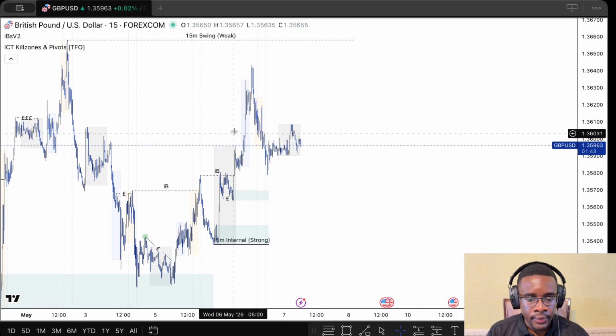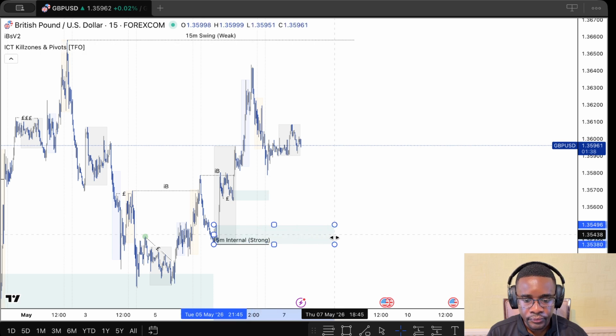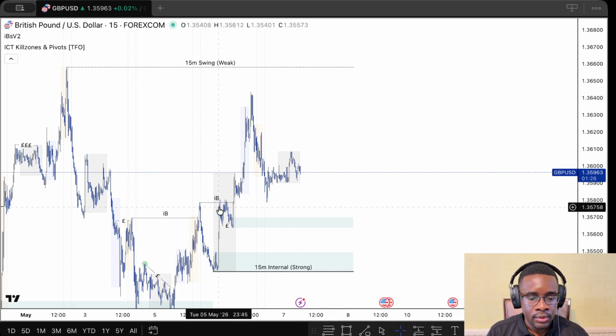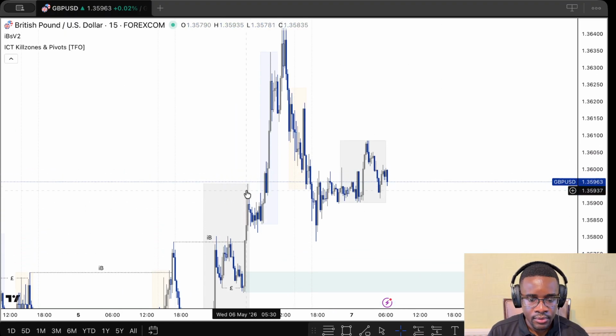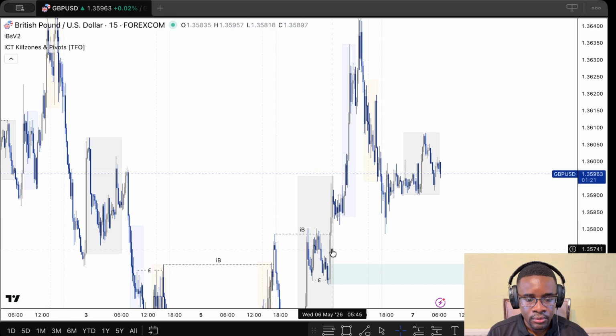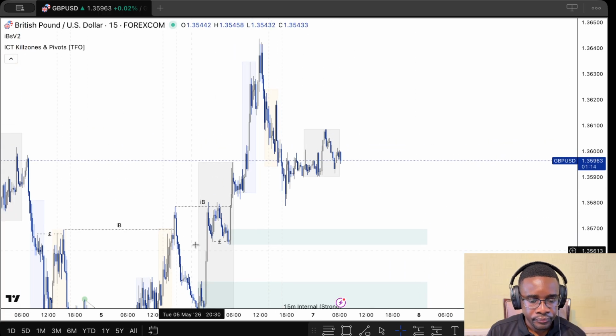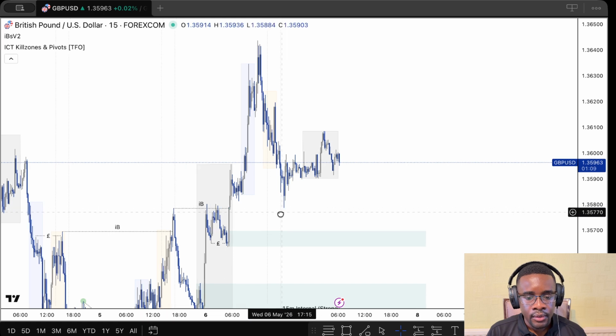We've had a pullback. Okay, so this is our internal range. This is my internal range. This is my internal strong. This is the decisional. Yeah, this is the decisional, which led to the breaker structure right there. Okay, internal breaker structure.